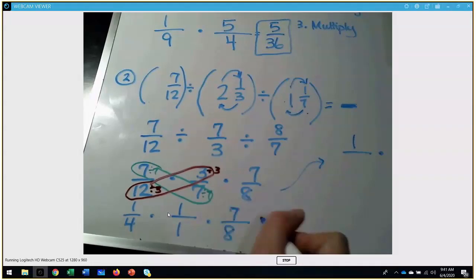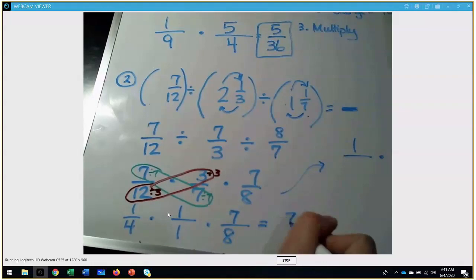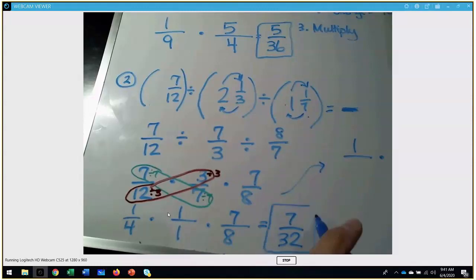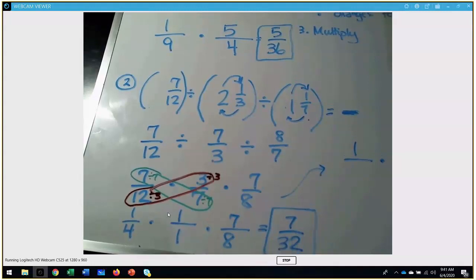We have to go straight across now. 1 times 1 times 7, and 4. You can't flip the 7 and the 8 because you already changed it to multiplication. Right, before you got to that point. Just flip once and then just go. Don't flip anything back at the end. All right, so there it is. 7 over 32 is all we can do. It's fully simplified, and we're done.